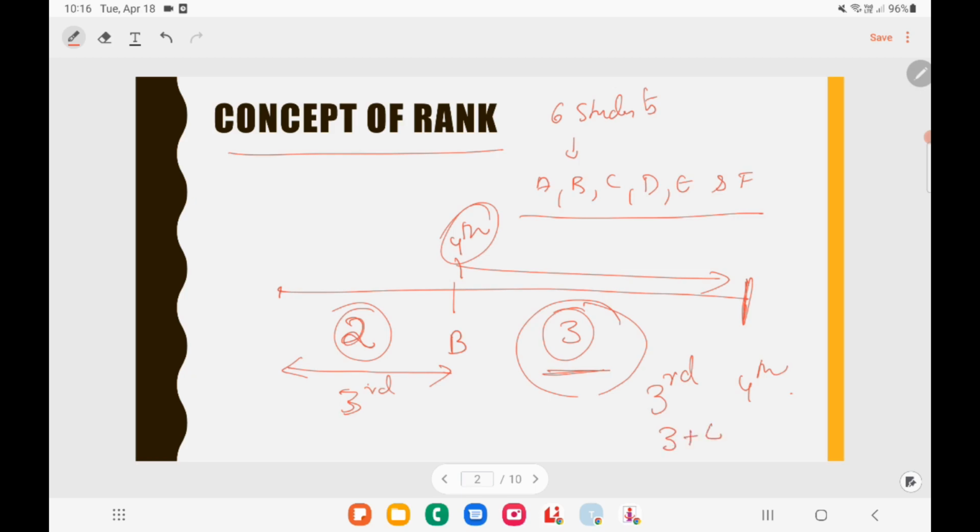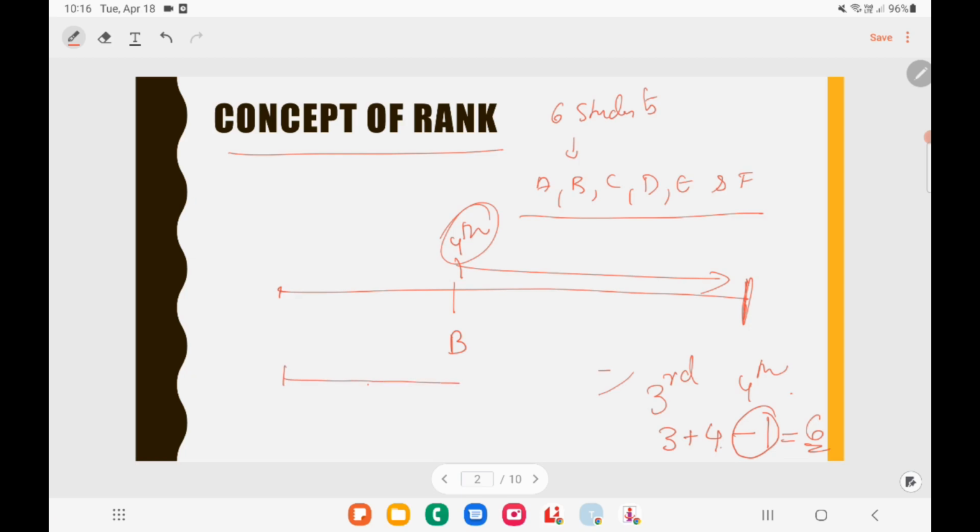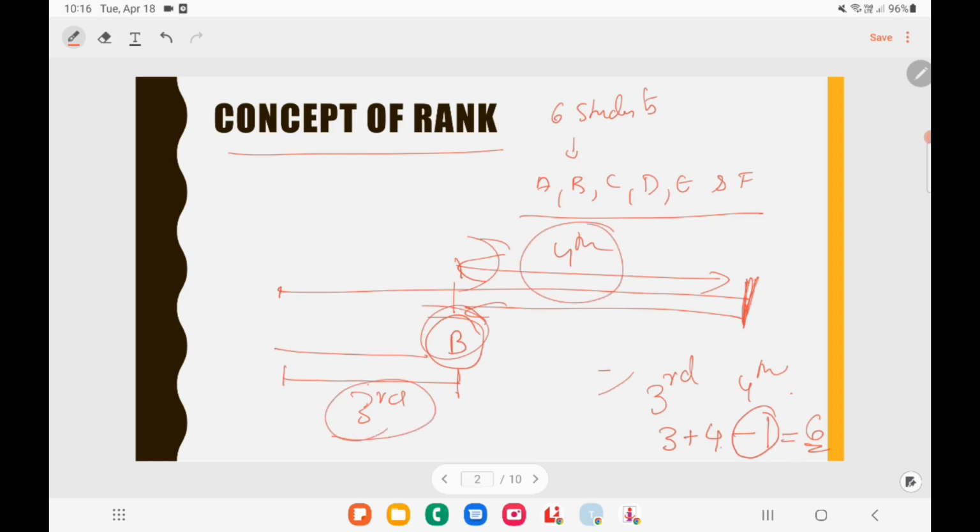If you are getting a question like this, what you need to do? You need to add 3 plus 4 and subtract 1. So 3 plus 4 is 7, 7 minus 1 is 6. So why am I taking this minus 1? Because the question says that B is third from the left end, and B is fourth from the right end. That means here also I am counting B, here also I am counting B. So in both cases I am counting B. If I just add 3 and 4, I am double counting B. So I need to minus 1 from it. That's why you need to do it like this. So in this way you need to understand this concept, and let's move on to the questions now.